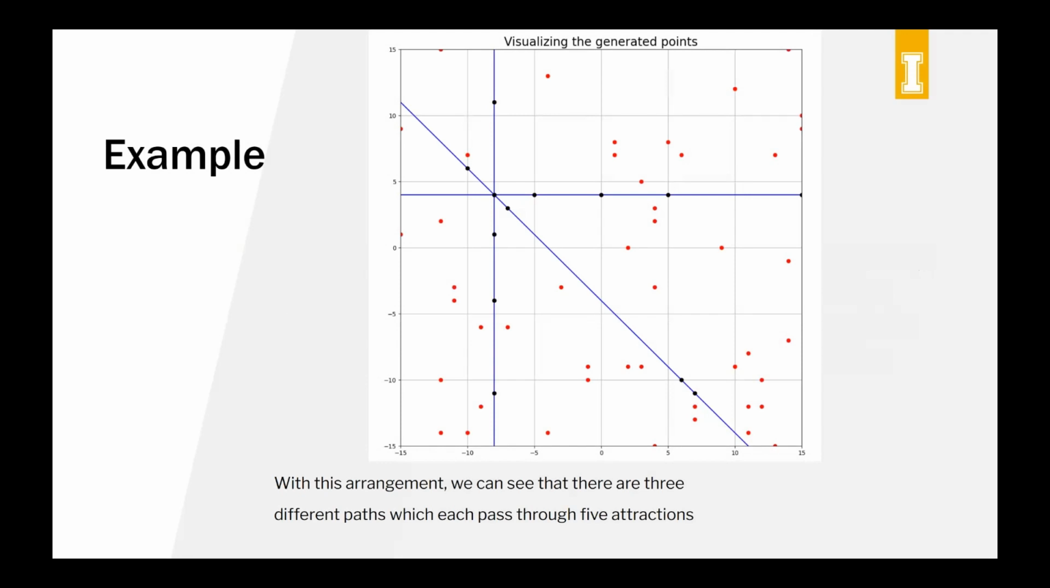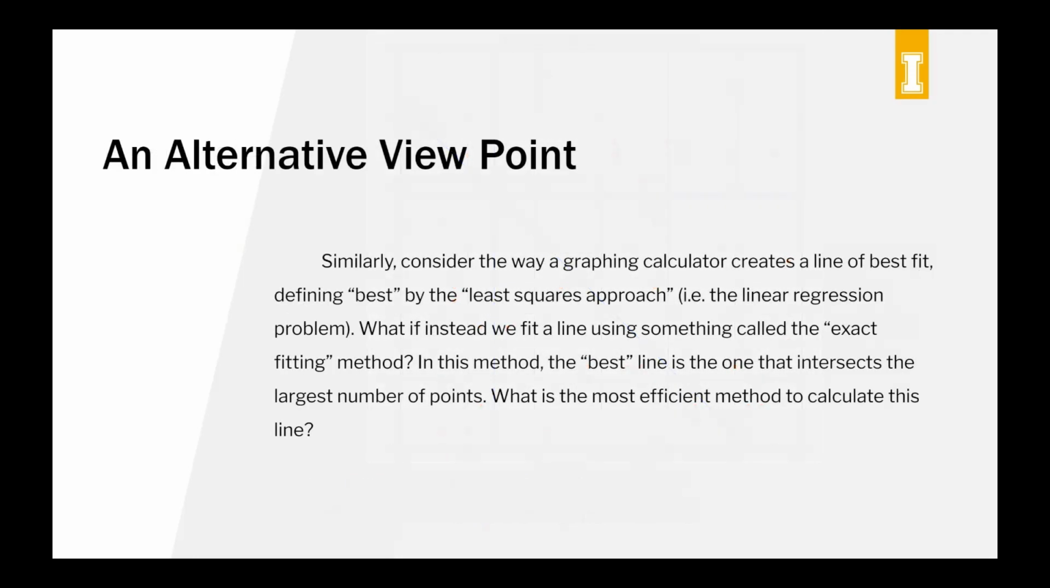In this case, I've plotted out 60 storefronts, and in fact, there are 3 lines that each pass through 5 different attractions. Let's view this problem from a different perspective.